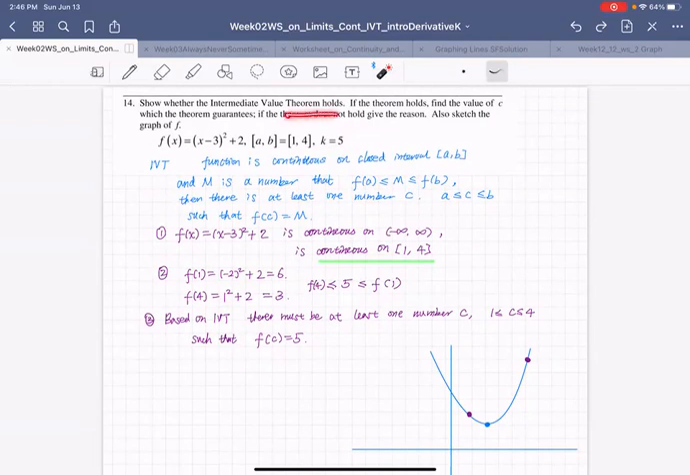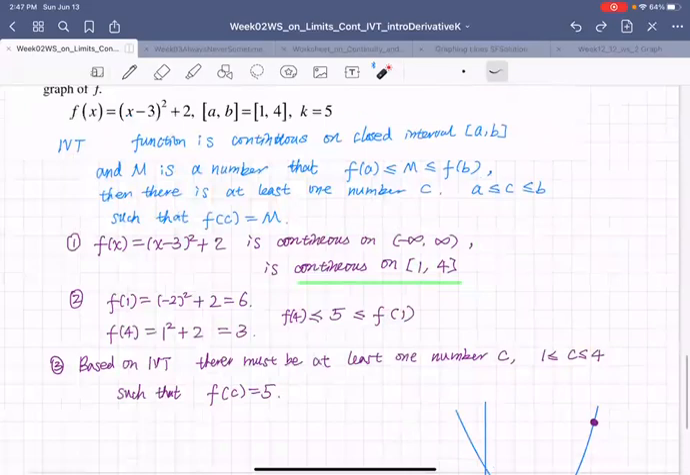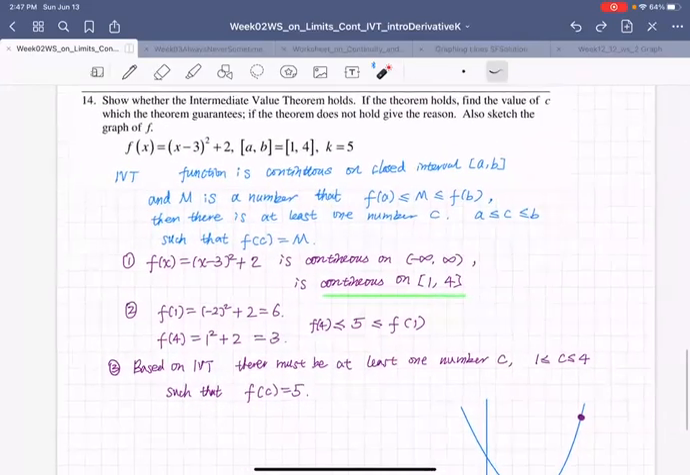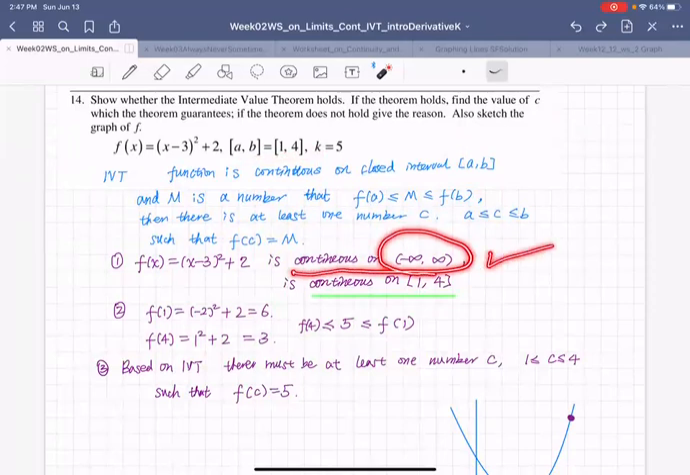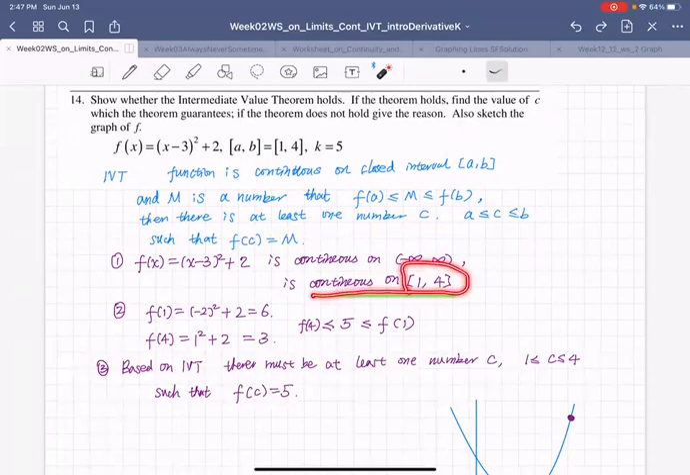This sounds very complicated, but the question itself is easy. You just follow my format. Number one, you know this function is continuous, right? This is the easy quadratic. For sure, it is continuous from negative infinity to positive infinity, so it is also continuous on 1 to 4.